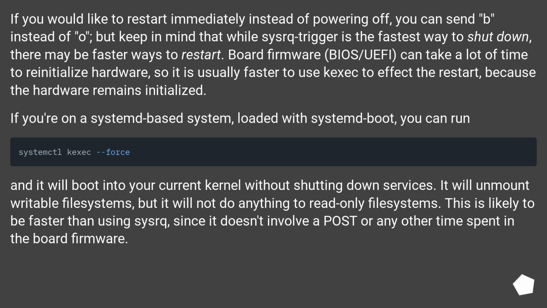If you're on a systemd based system, loaded with systemd-boot, you can run this, and it will boot into your current kernel without shutting down services. It will unmount writable file systems, but it will not do anything to read-only file systems. This is likely to be faster than using sysrq, since it doesn't involve a POST or any other time spent in the board firmware.